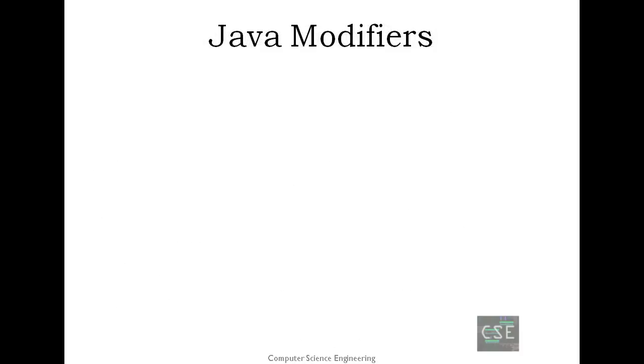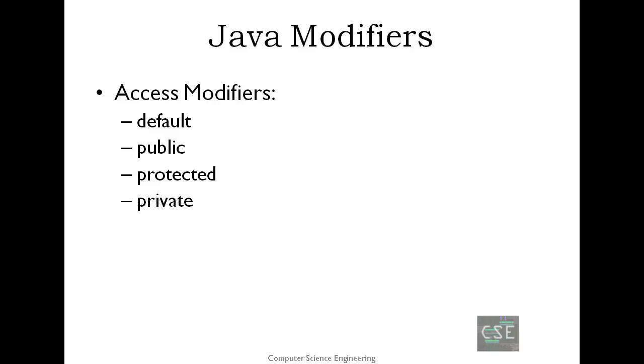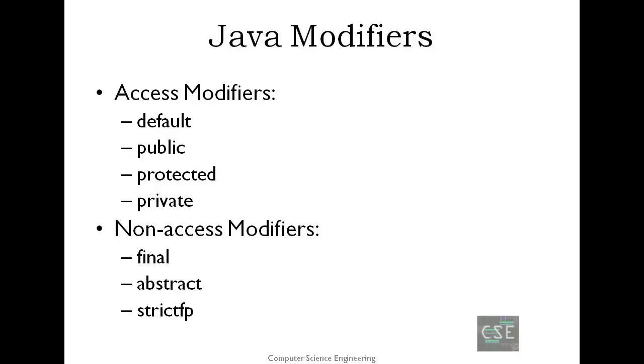Java modifiers. Like other languages, it is possible to modify classes, methods, and others by using modifiers. There are two categories of modifiers. Here in Java, we have access modifiers, such as default, public, protected, and private. The second one are the non-access modifiers: final, abstract, and strictfp. We will be looking into more details about modifiers in the next section.